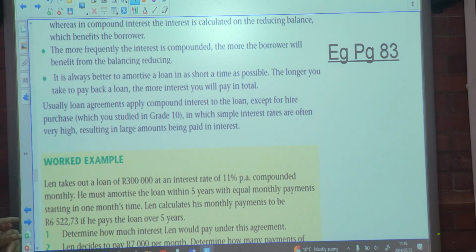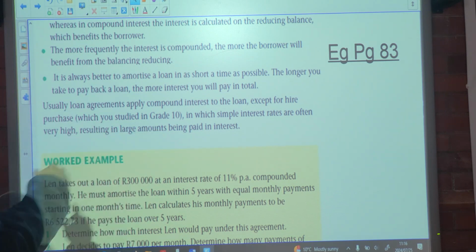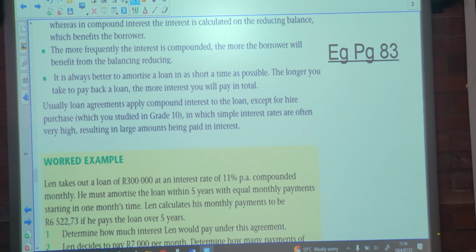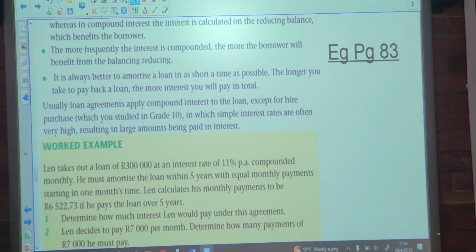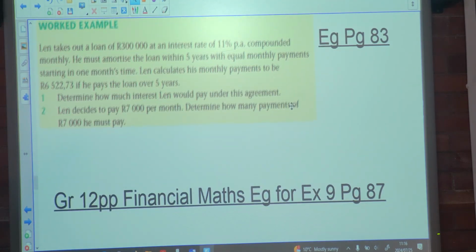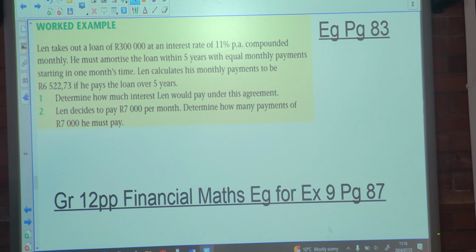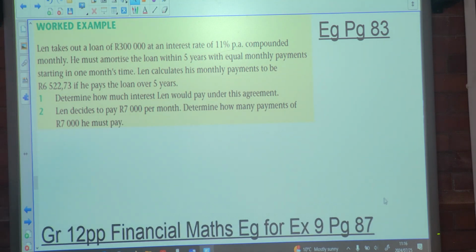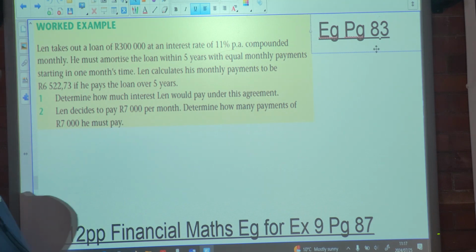Usually the loan agreement applies compound interest to a loan, except for hire purchase, HP, which you studied in grade 10, in which simple interest rates are often very high, resulting in a large amount being paid in interest. As I said, simple interest is calculated on the principal value, and that is the amount that you need to settle. So this is an example on page 86.